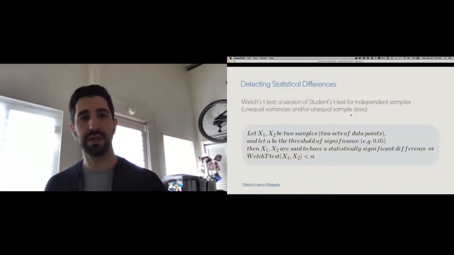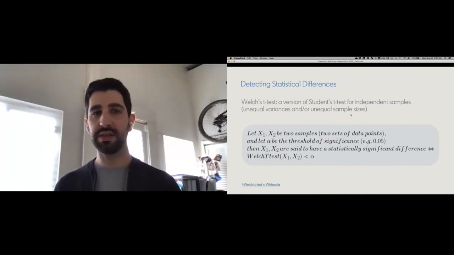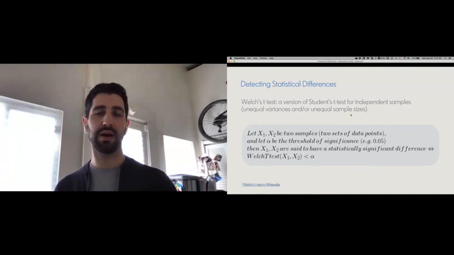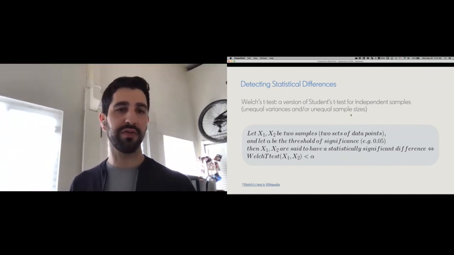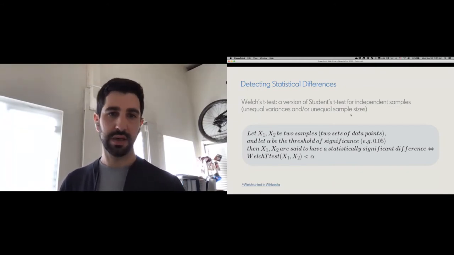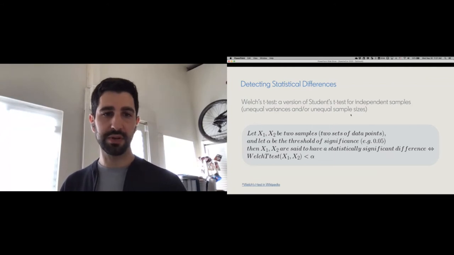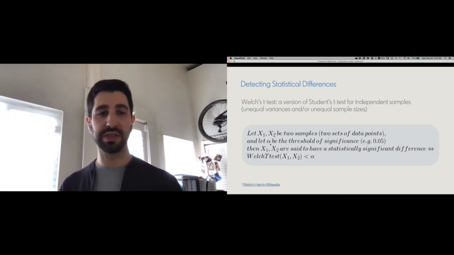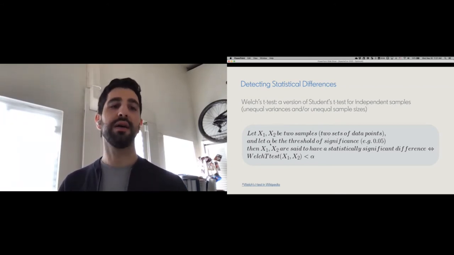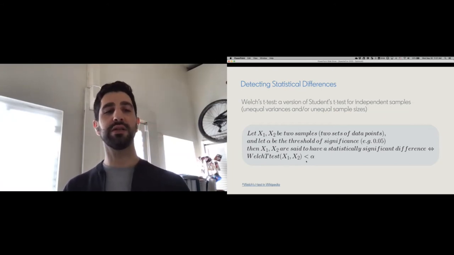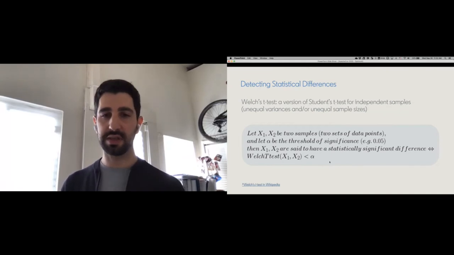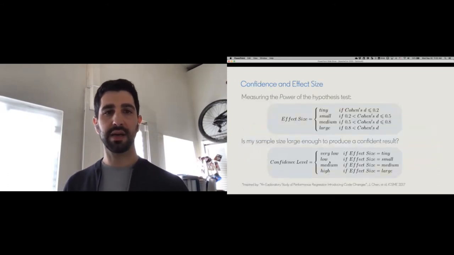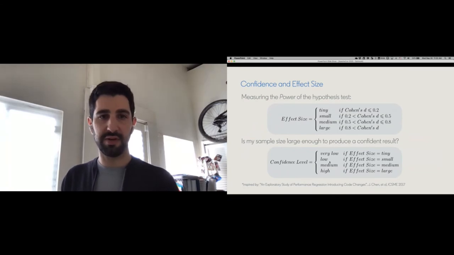So how do we detect statistical differences? We use Welch's t-test, which is a version of the student t-test that is designed for independent samples with unequal variances or unequal sample sizes. So in this case, given two sets of data points, or you can call them two samples, let's say we set alpha to be 0.05, which means the 95 percentile. If the Welch's t-test produces a value that is smaller than this alpha, it means that we have a statistically significant difference. So this is one part of this. And then the next thing is, how do we produce the confidence level?